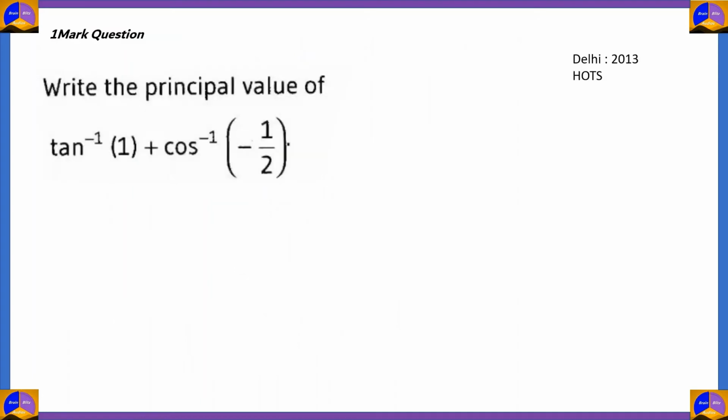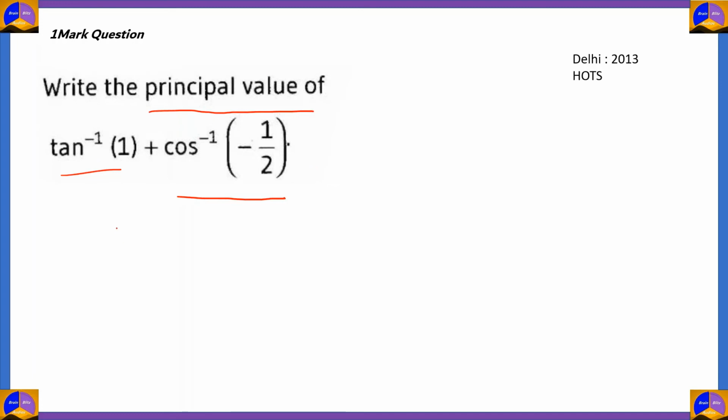Moving on to today's final question. Find the principal value of tan inverse 1 plus cos inverse minus 1 by 2. Now this question is really special because it uses the boundary or the range of the inverse function. So you have to be careful of the boundaries of the inverse function. You need to find out the range and apply it in this question.